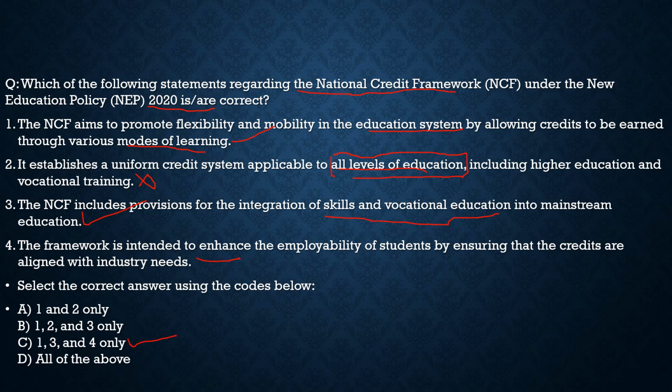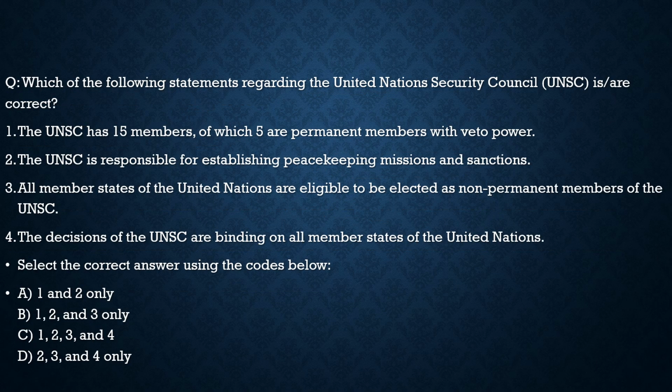With this, let's move to another question. The question is with respect to the United Nations Security Council. Let us see what it asks us. It says, which of the following statements regarding the United Nations Security Council are correct? The first statement, the UNSC has 15 members, 100% correct, of which 5 are permanent members with veto power, 100% correct, nothing wrong with this statement. Statement 2, the UNSC is responsible for establishing peacekeeping missions and sanctions, 100% correct, nothing wrong with this statement.